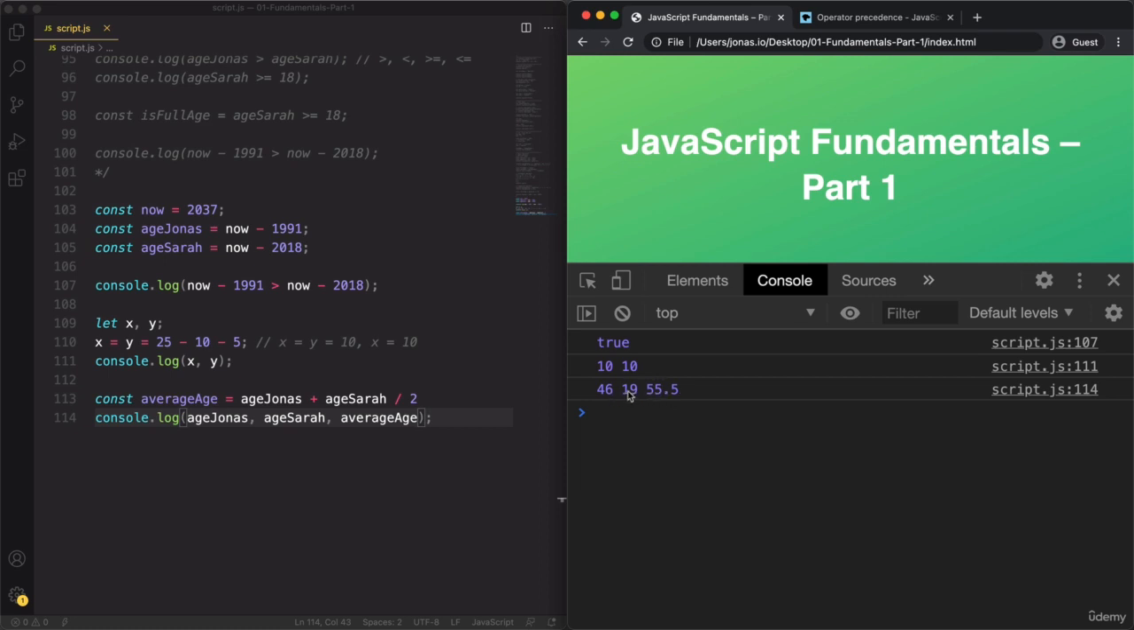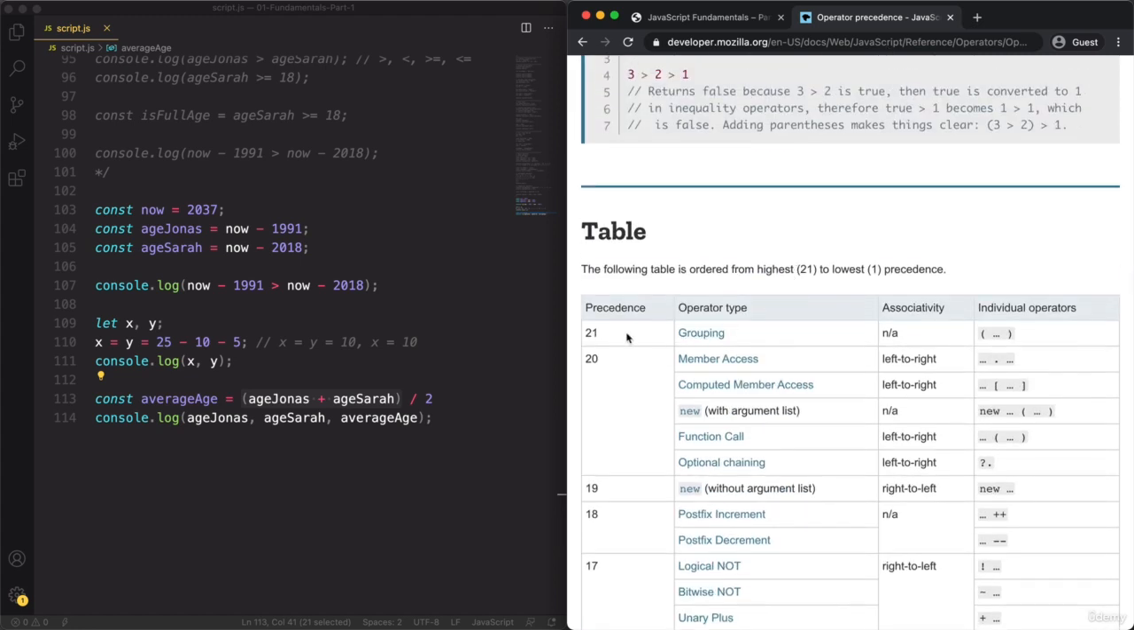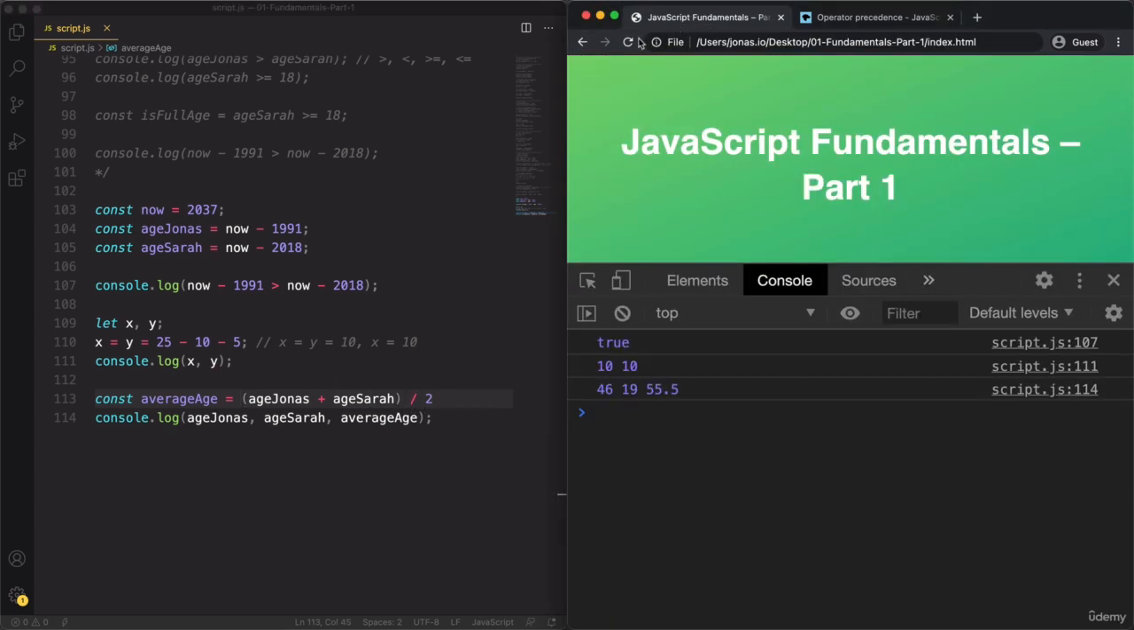And so that's where the parentheses come in. So by using parentheses, once more, just like in mathematics, we can make it so that this operation here is executed first. Okay, so basically everything that is within the parentheses, which have the precedence of 21, right? So now this one is executed first and then the division. And so, yeah, now it makes sense. Okay, I hope that wasn't too confusing.